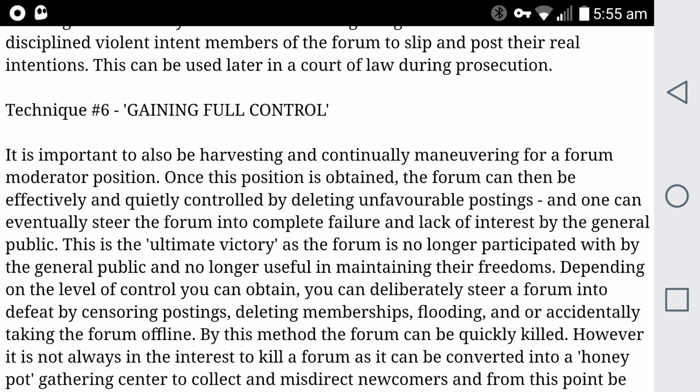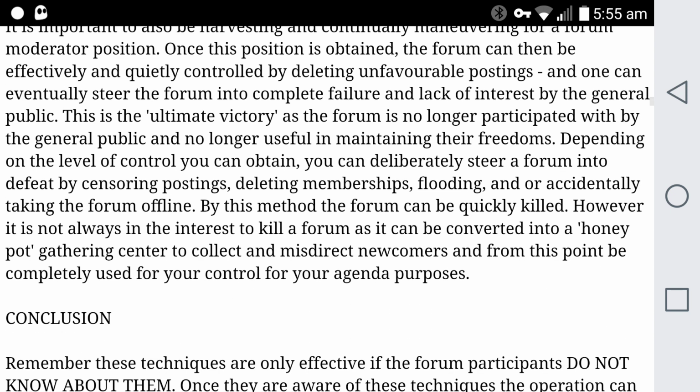Depending on the level of control you can obtain, you can deliberately steer a forum into defeat by censoring postings, deleting memberships, flooding, and or accidentally taking the forum offline. By this method, the forum can be quickly killed. However, it is not always in the interest to kill a forum, as it can be converted into a honeypot gathering centre to collect the misdirected newcomers, and from this point be completely used for your control for your agenda purposes.